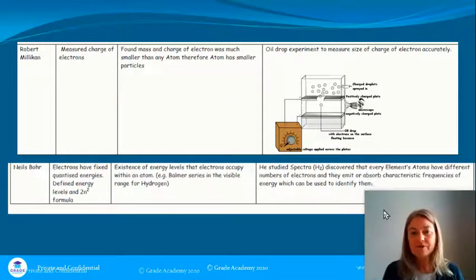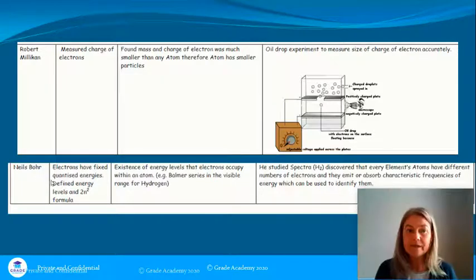Now, let me move myself out again. So here we have the boy, Niels Bohr. He is probably one of the main players in the whole thing. He's like Ernest Rutherford. He has come up with a really, really important response. So we have electrons in fixed quantized energies, and he defines energy levels, and he's famous for his 2n² formula. He demonstrated the existence of energy levels that electrons will occupy within an atom.